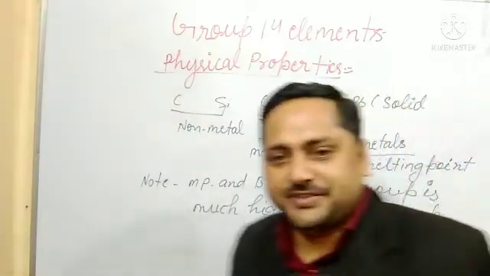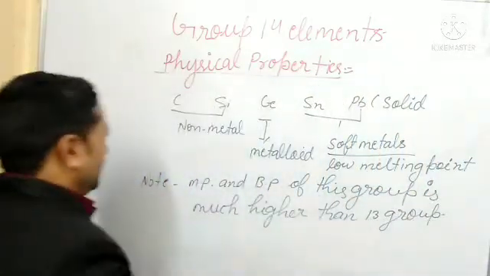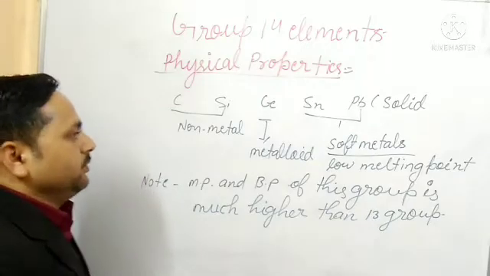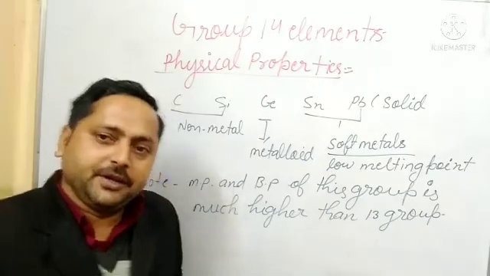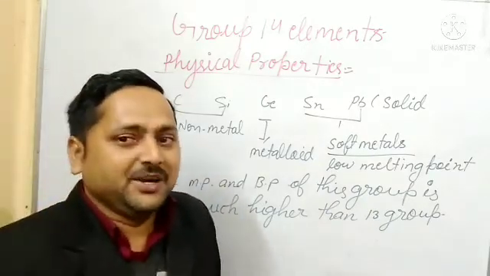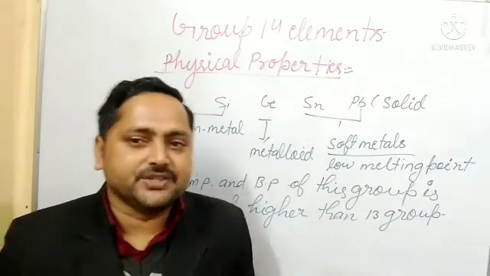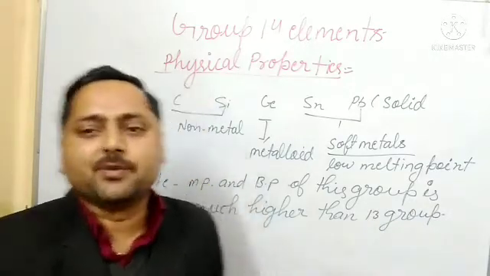Physical property, we will see here what is the difference. All are solid, means carbon to tin are solid, but they have different physical properties. In state they are the same, but in other properties they are different. So let us see what different properties they have.